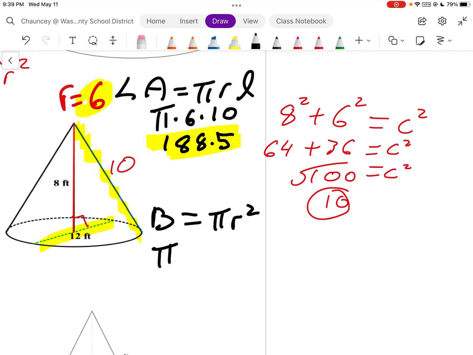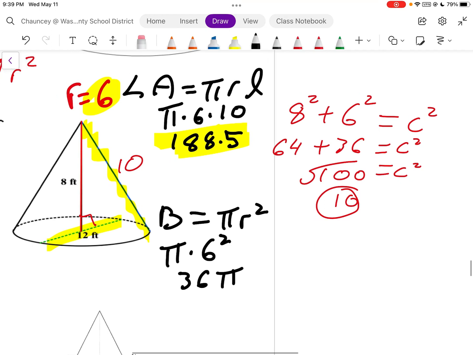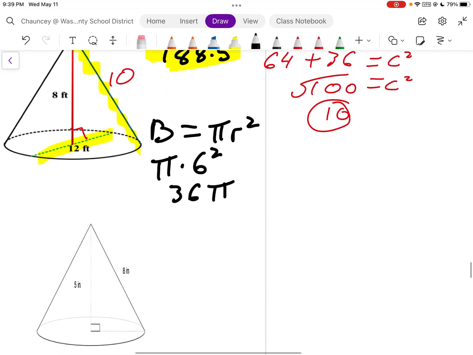We end up getting pi times our radius, which is 6, squared. So we end up with 36 pi. I plug that in. Where's your calculator? Let me get it. 36 pi, give me a second here. 113, we'll say 113.1.